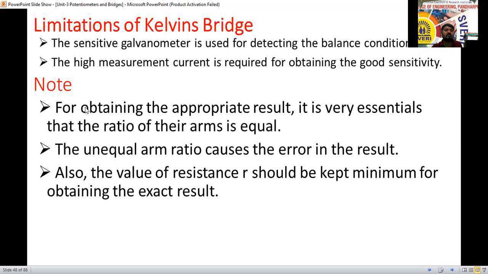So these are the two limitations, and some points you have to note. For obtaining the appropriate result, it is very essential that the ratio of the arms is equal. The unequal arm ratio causes error in the result. Also, the value of R should be kept minimum for obtaining the exact result. The link resistance between the standard resistance and the unknown resistance we have to keep as minimum as possible, then only negligible error will be created.